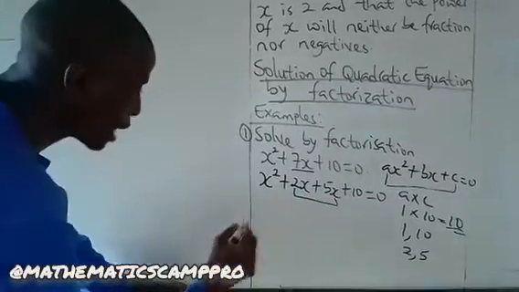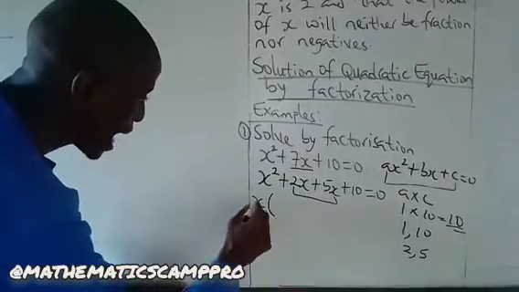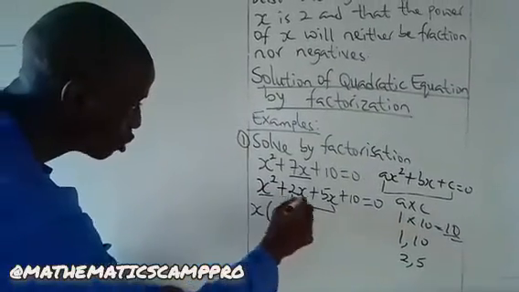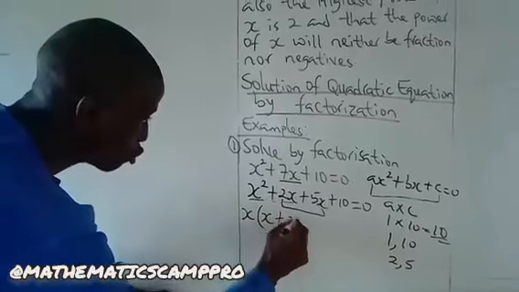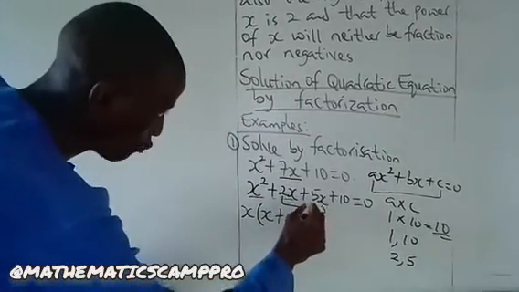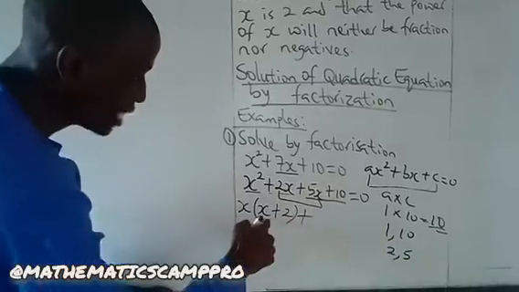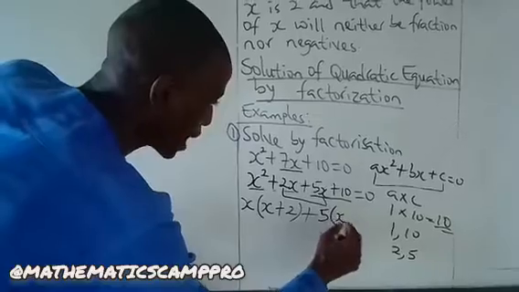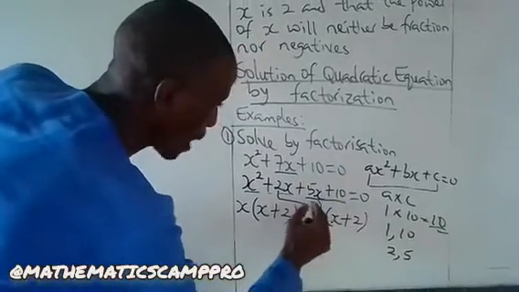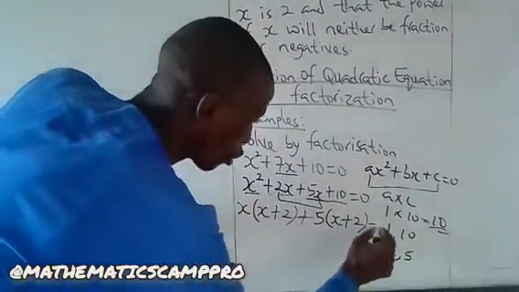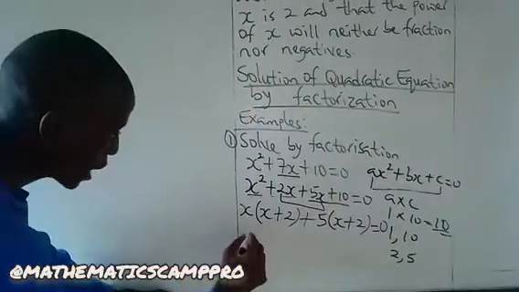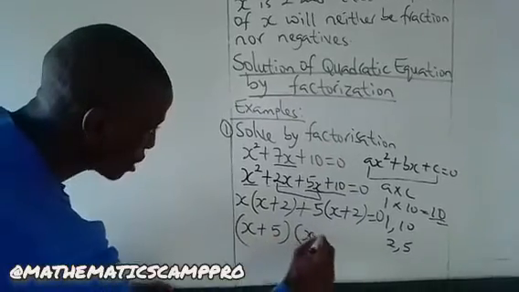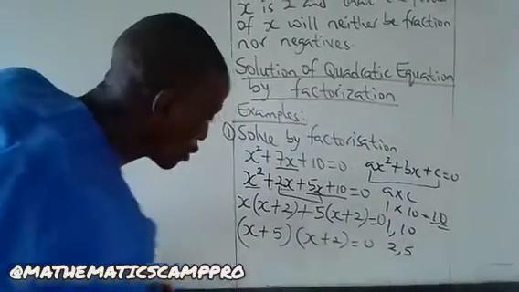Now, pairing it together, x is common to x squared plus 2x. When you use x to divide these two, you are going to have x plus 2. Now what is the factor that you can use to get the same thing inside the bracket? We have 5. That will be x plus 2. You use 5 to divide 5x plus 10 equals 0. Now we pick it together. That will be x plus 5 and also x plus 2 equals 0.